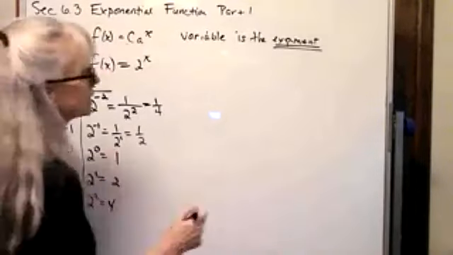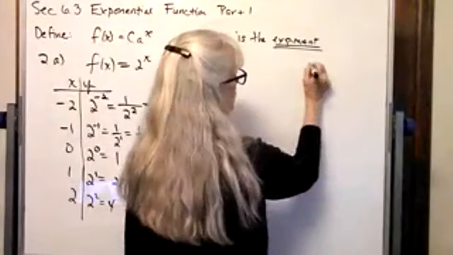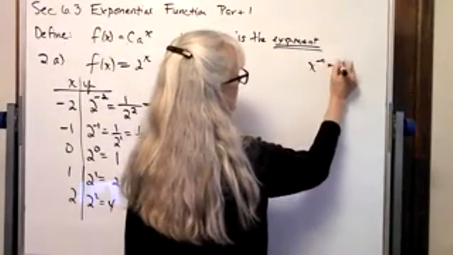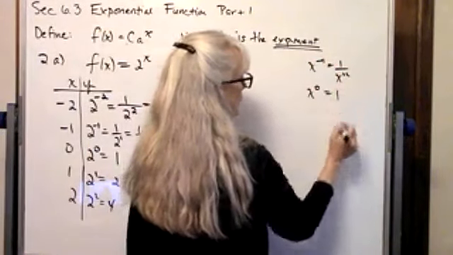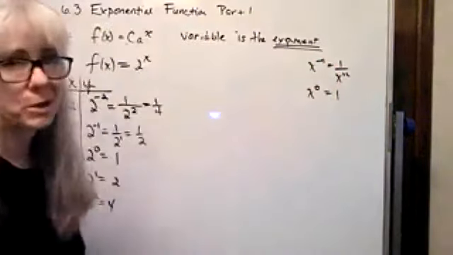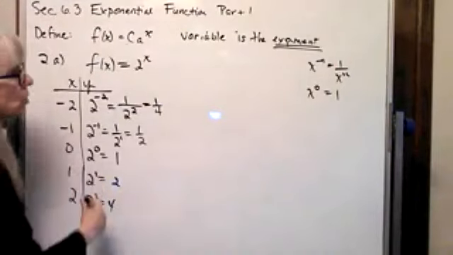So again, just a couple of reminders on what we're doing. If I have x to the negative n, that's the same as 1 over x to the n. If I have x to the 0, I get a 1. So it's a background reminder of your exponentials. Okay, let's go graph these.